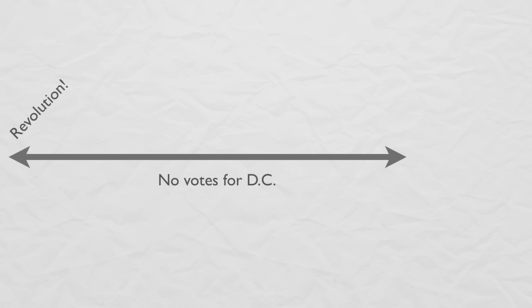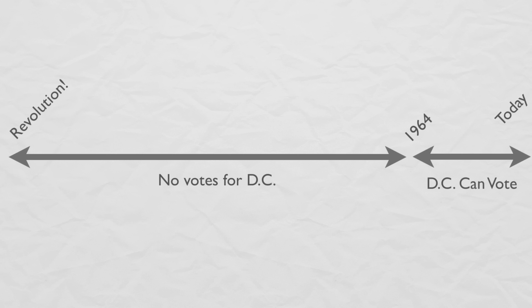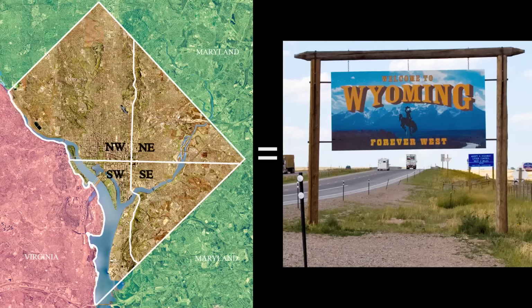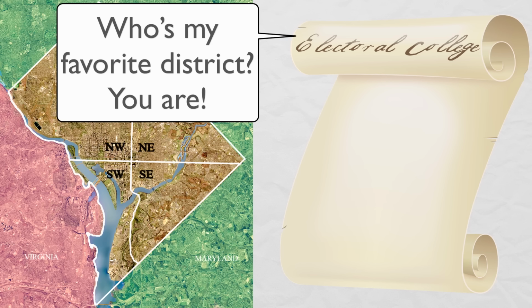For most of the United States history, people living in the district didn't get to vote for president. Then, in 1964, the Constitution was amended to give DC the same number of votes as the least populous state, Wyoming. So the Electoral College likes DC, but you know who it doesn't like?